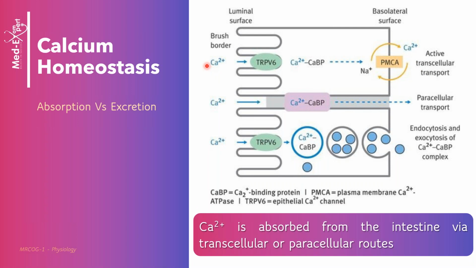So intracellularly, it goes inside the cell by endocytosis through the TRPV6 calcium channel, and this binds to calcium binding protein, and then goes to the circulation via exocytosis by the plasma membrane calcium ATPase channel. This is one route. The second route is paracellular, in between the cells, and this only needs a calcium binding protein. So these are the two ways for calcium to be absorbed through the intestinal tract.